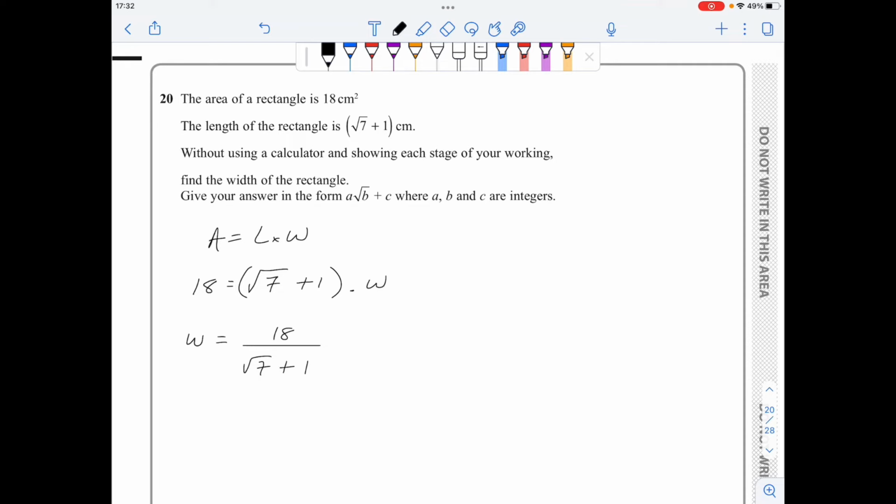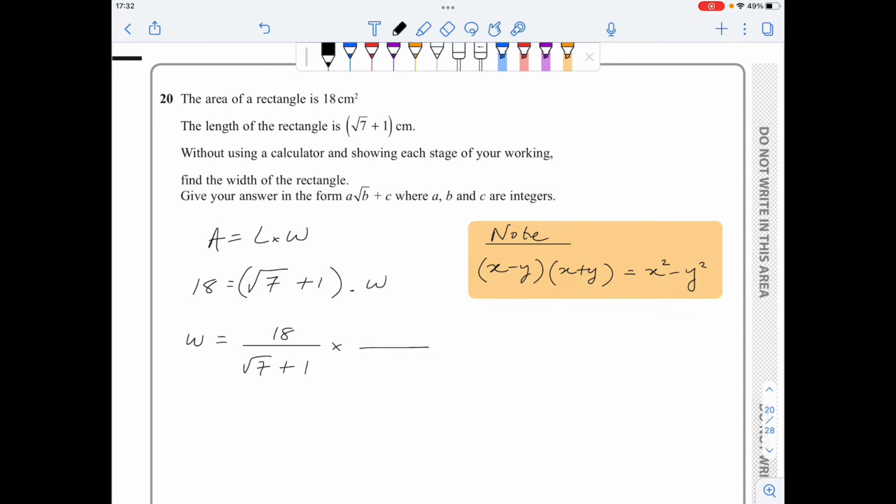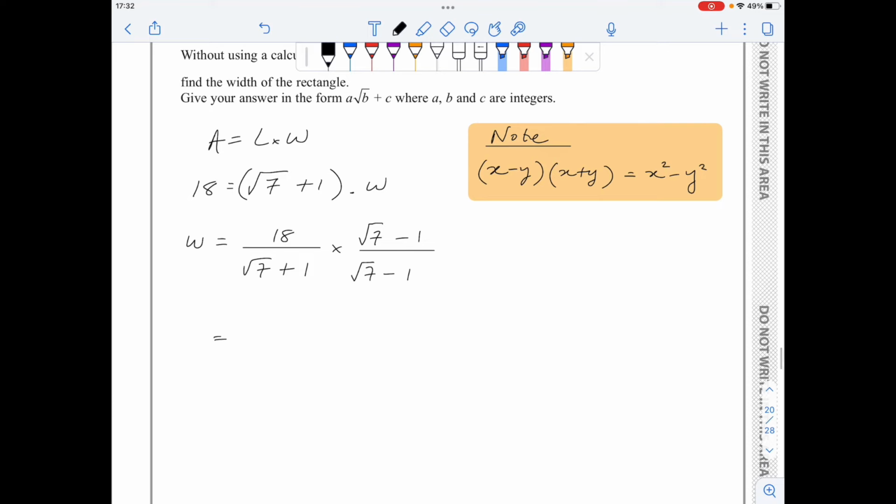Now I will need to rationalize the denominator, and to do so I need to create the difference of two squares in the denominator. That's what the formula states. So I'll have to multiply top and bottom by square root of 7 minus 1. Now the numerator is simply 18 times (square root of 7 minus 1). I will not expand yet. And the denominator is square root of 7 squared minus 1 squared.